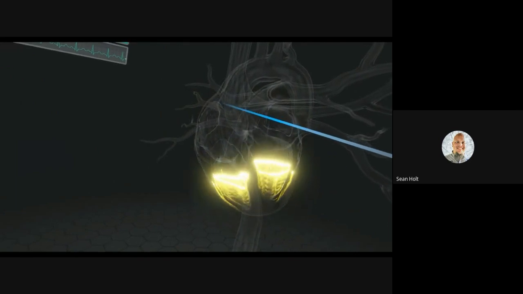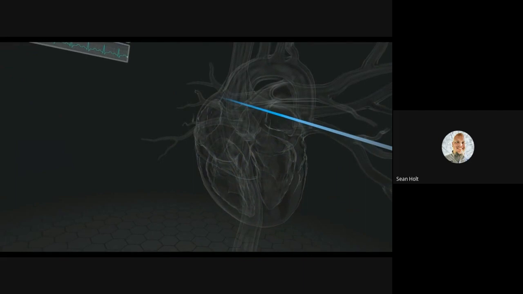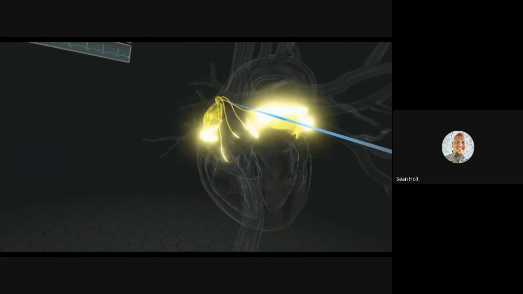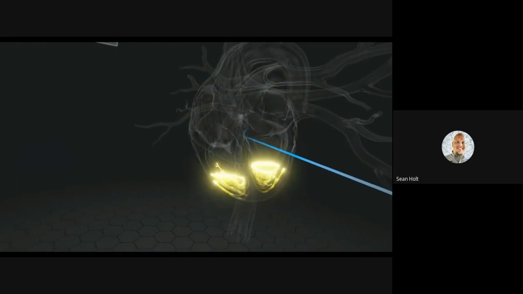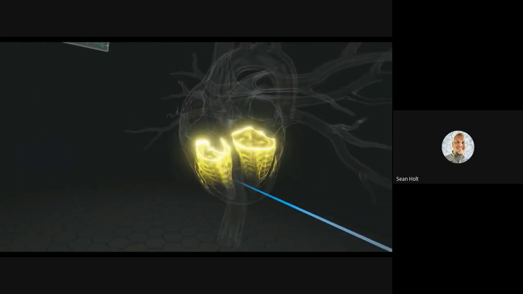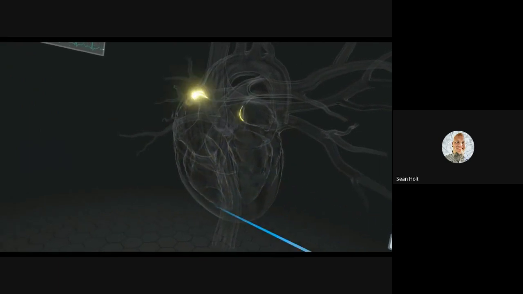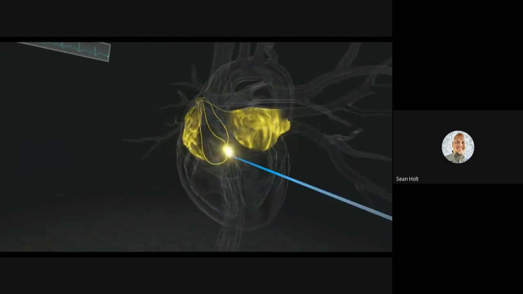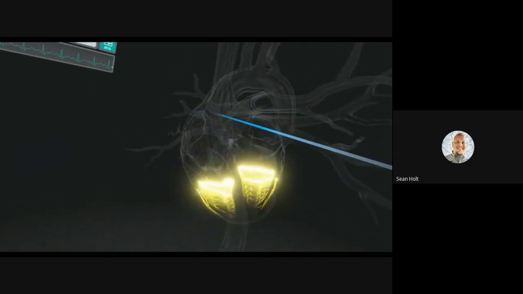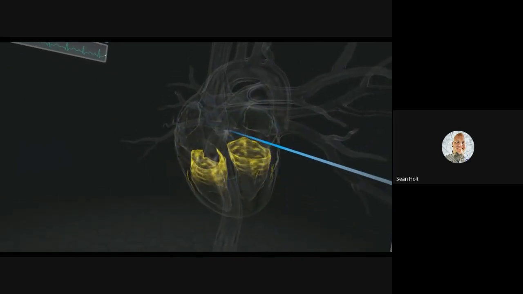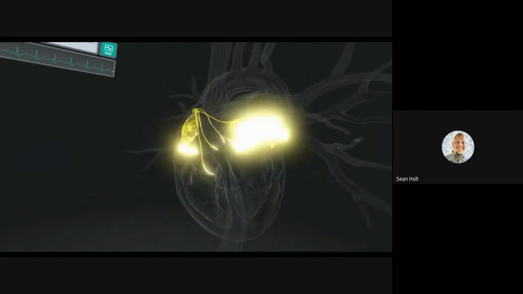That is the SA node right there. That top part is the SA node. This middle part is the AV node. And these are the Purkinje fibers that are firing that 20 to 40 beats per minute if the SA node and the AV node fail, okay? So the lower down in the heart that the electricity starts, the slower the heartbeat, okay?